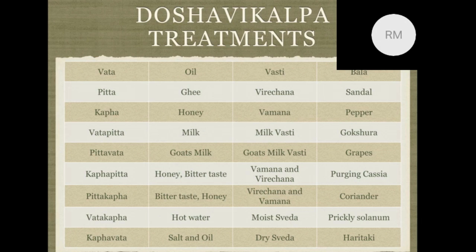And then if the condition is dominating Kapha and Vata, then we use salt and oil, and we use dry fermentation. So if it is Vata Kapha, we use wet fermentation, and Kapha Vata, we use dry fermentation. And as a herb, we use Haritaki, which is Terminalia chebula. So in this way, according to the Vikalpa doshas, depending on what type of dosha is dominating, we will decide a particular type of treatment. So this is a very fundamental principle in diagnosing diseases and treating them.